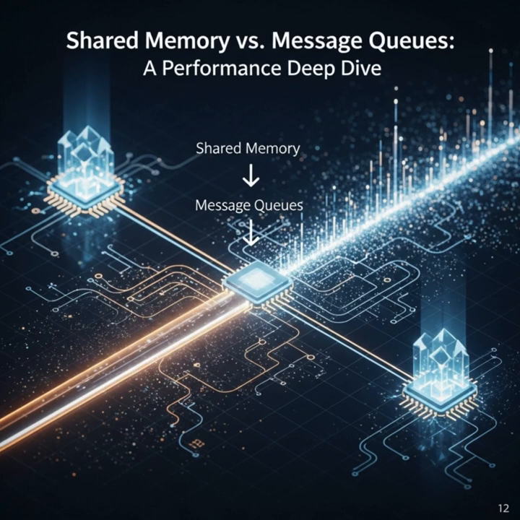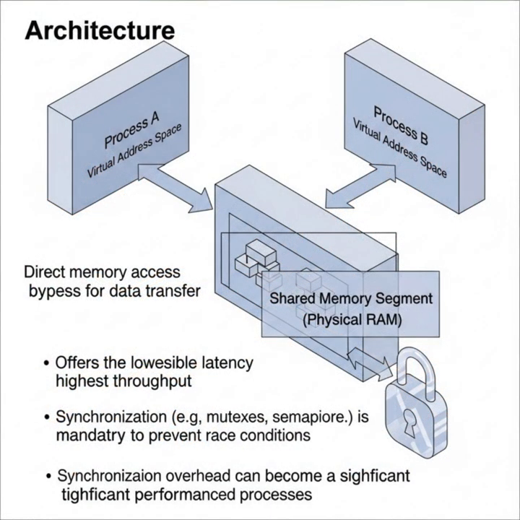This isn't just about which is faster in a vacuum, it's about understanding the trade-offs in latency, throughput, synchronization overhead, and scalability. By the end of this session, you'll have the insights to choose the right tool for the right job, whether you're architecting a microservices-based system, a high-frequency trading platform, or a real-time data processing pipeline. Let's get started. Shared memory is the simplest and, on paper, the fastest IPC method.